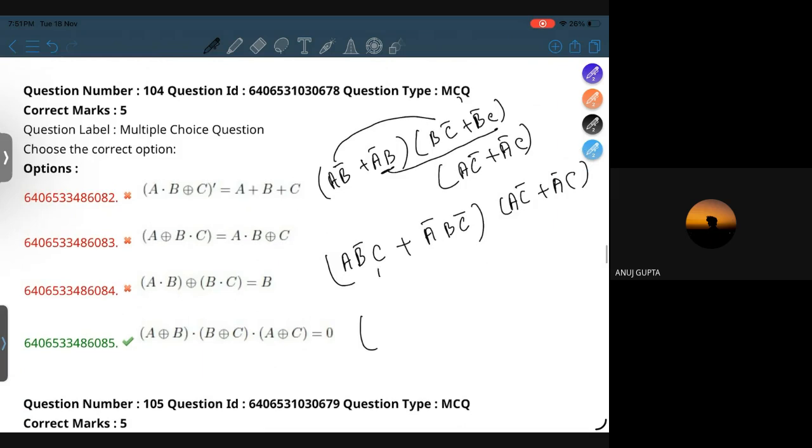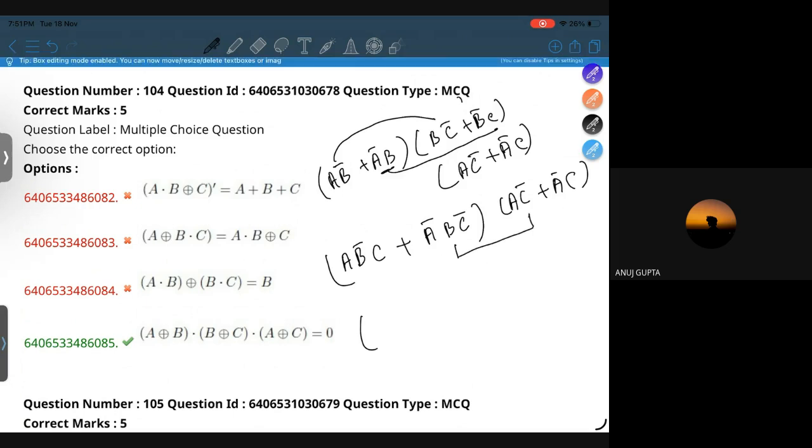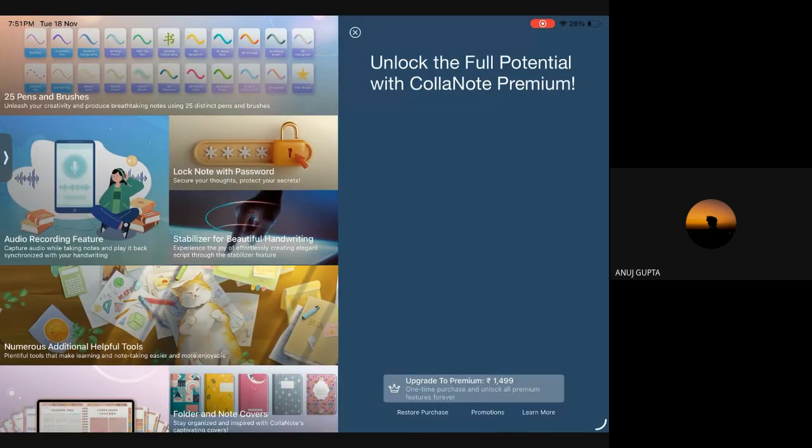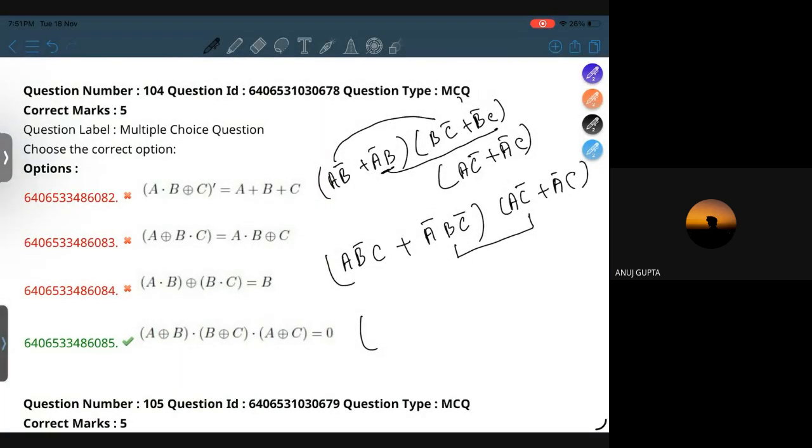In this case, this first one is also cancelled out, and the second one is also cancelled out because of A complement. For the second one, yeah, this will be cancelled out because of the A complement, and for the second one, because of the C complement, it will get cancelled out. So yeah, zero.